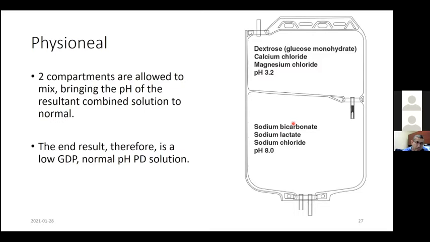Okay. So the end result was a low GDP, normal pH PD solution. This is known as Physioneal.